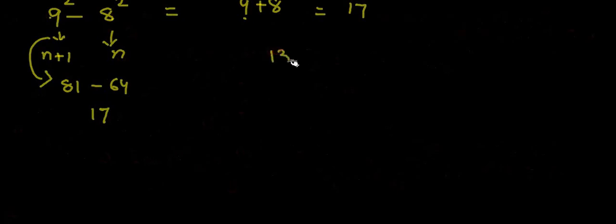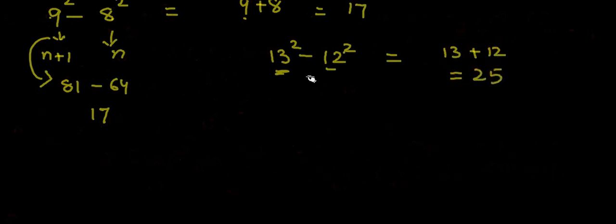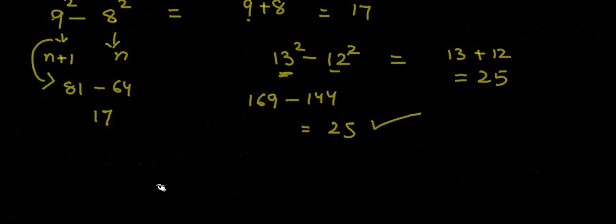Say 13 squared minus 12 squared. The difference of the squares of these consecutive natural numbers, according to this property, is equal to the sum of these two numbers. So it should be 25. We can verify it by calculating the squares of 13 and 12. This is 169 and 144, and the difference is 25.